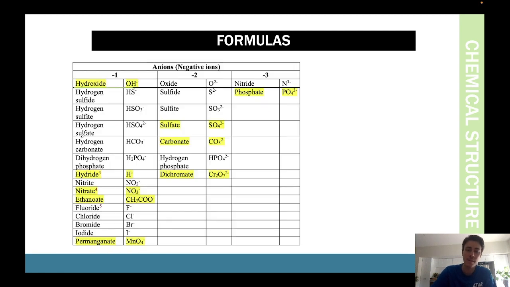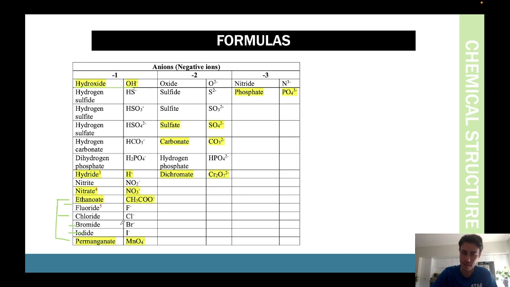And then for negative ones, I've highlighted the ones I think you need to know. There are a few more I think you probably should know as well, like chloride. I also think, which one was it as well? Iodide and bromide and fluoride. They're all down there, sorry. These 4 as well, I also think you should know.